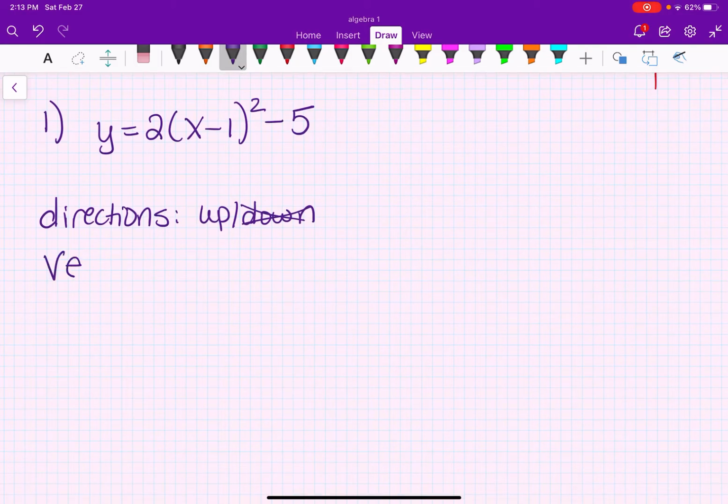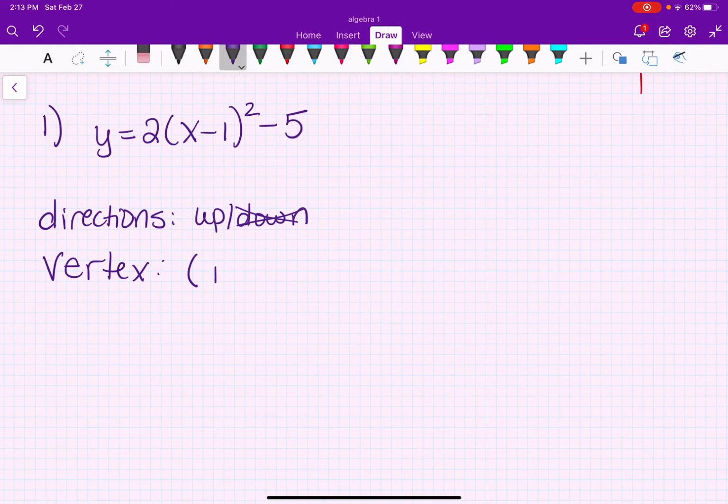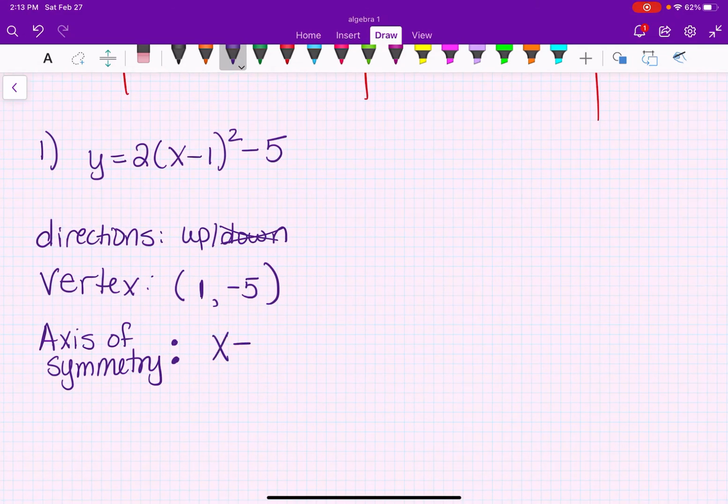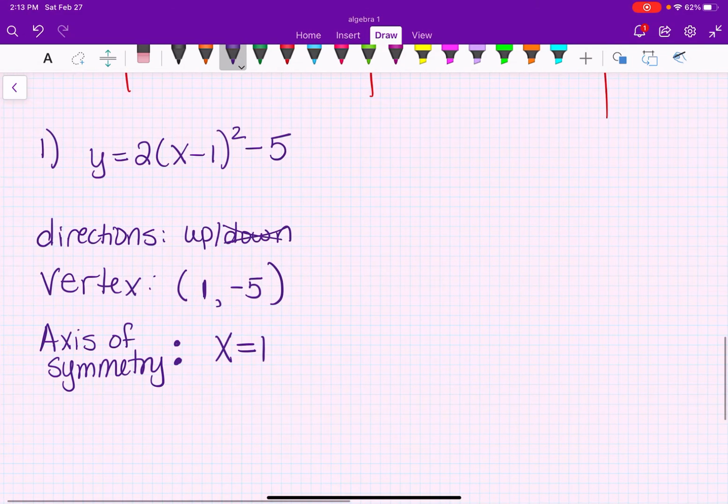The vertex is just our normal. The number inside is inside with an x, so that's our x value. But remember, because it's in the parentheses in the original formula, it says opposite of. So the opposite of -1 is +1. And the -5 is outside, so that's your y value. That's your vertex. Our axis of symmetry, remember, it's always a line. So if you don't write it as a linear formula, I'm going to lose points. It's always either going to be x equals or y equals. If it's an up-down facing one, it's going to be x equals. So it's x equals 1 because that's the x value of the vertex.